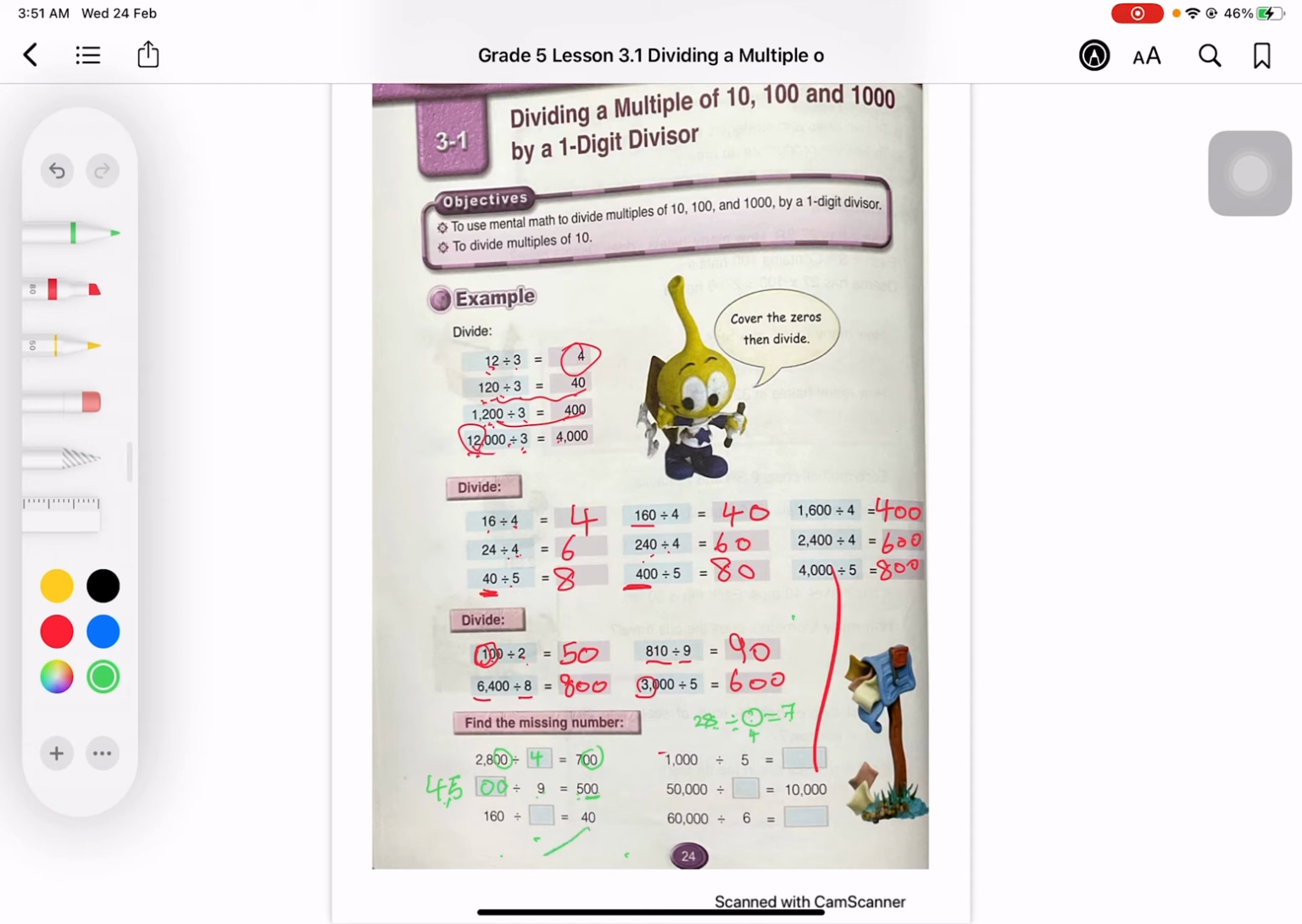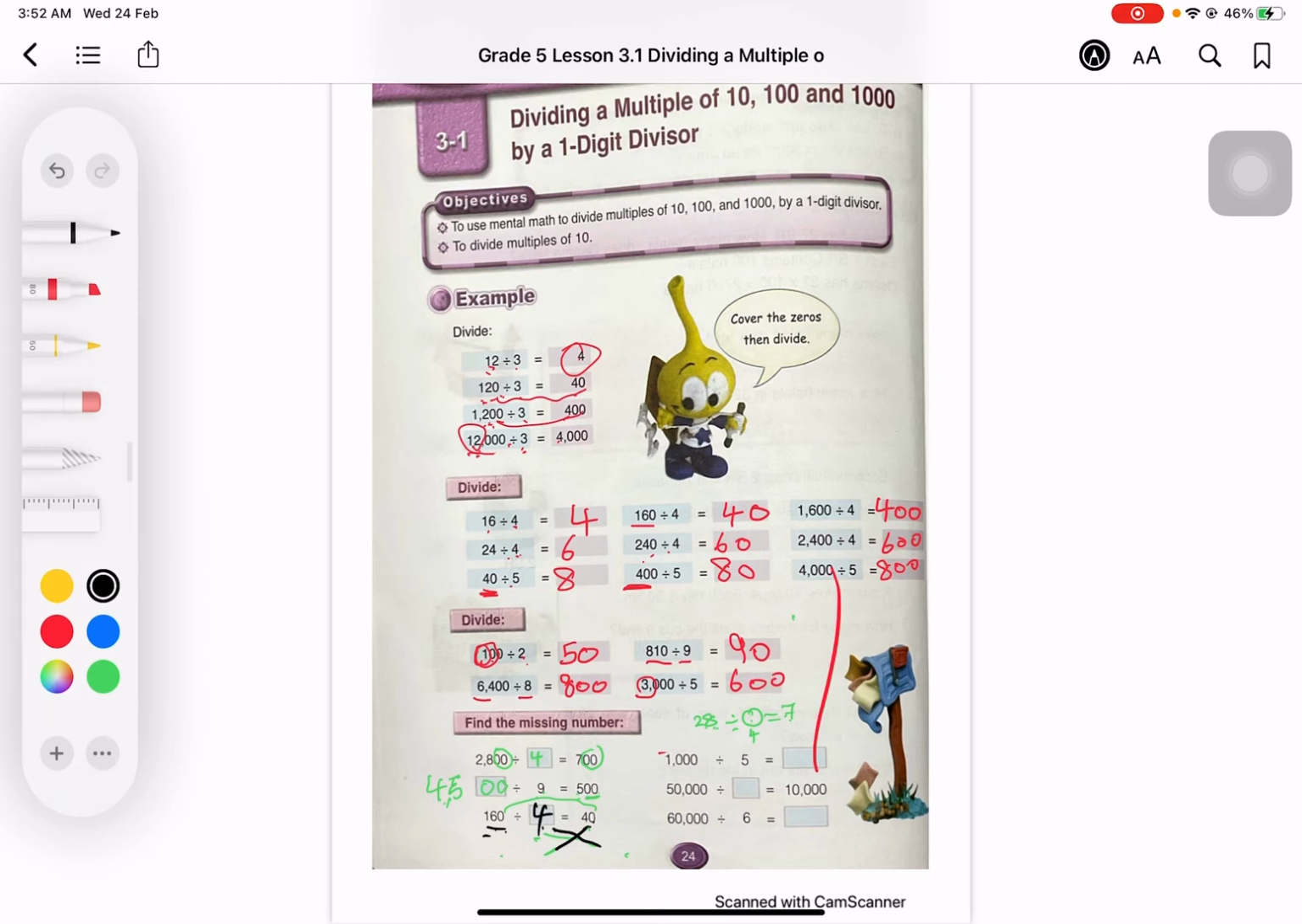Now, I need something. When you multiply it by 40, you will get 160. This 0 goes down. So I only need a number. What number do you multiply by 4 to get 16? Yes, of course, you are correct. It is 4. If I multiply this by this, I should get this dividend. Drop the 0, 4 by 4, 16.